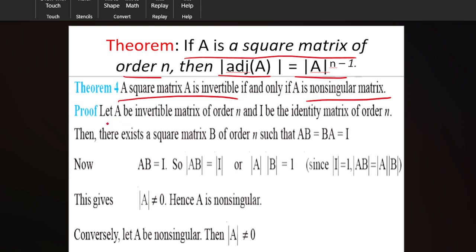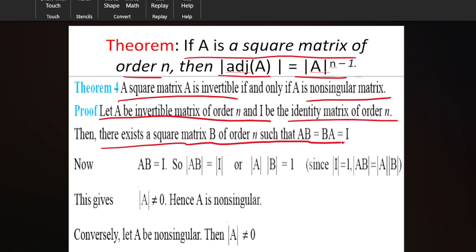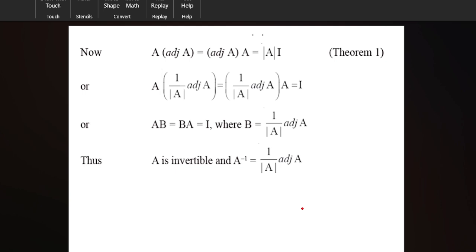Now here, a proof is also given. You can see, let A be an invertible matrix of order n, and I be the identity matrix of order n. Then there exists a square matrix B such that AB equals BA equals I. So the determinant of A into the determinant of B equals the determinant of I, which equals 1. Hence the determinant of A is not equal to 0, hence A is non-singular. Conversely also, we can prove that if A is non-singular, then A is invertible. So this way we can prove it.